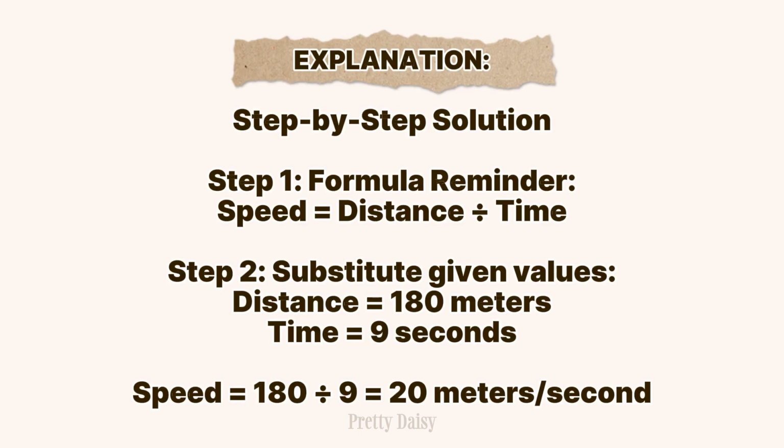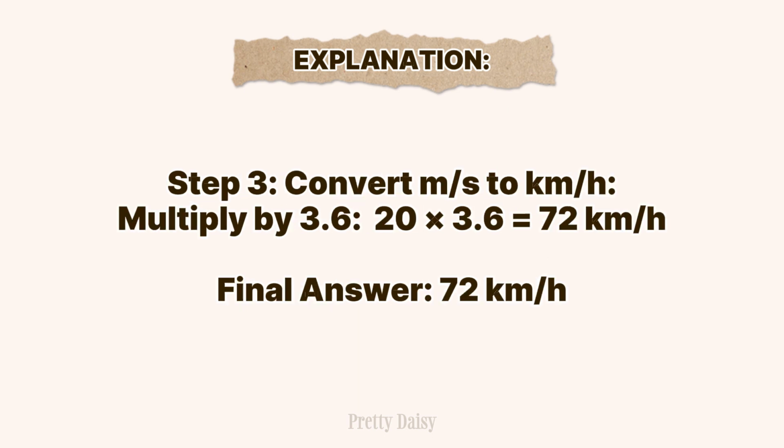Step 1. Recall the formula. Speed equals distance divided by time. Step 2. Substitute the given values. The distance is 180 meters, and the time is 9 seconds. Speed equals 180 divided by 9, which equals 20 meters per second. Step 3. Convert meters per second to kilometers per hour. Multiply by 3.6. 20 times 3.6 equals 72 kilometers per hour. Final answer: 72 kilometers per hour.